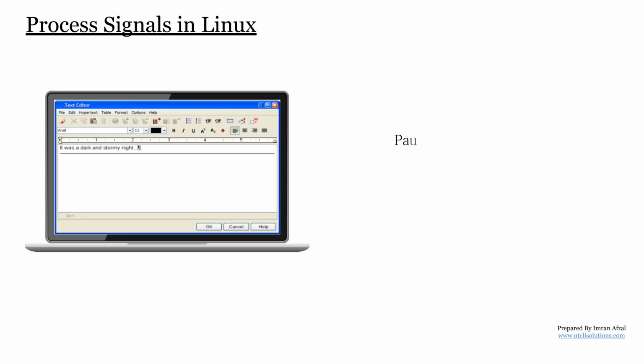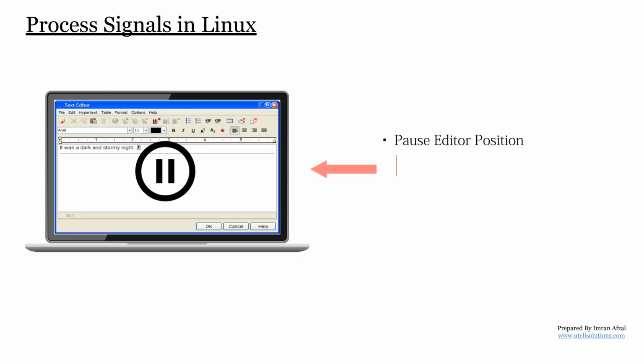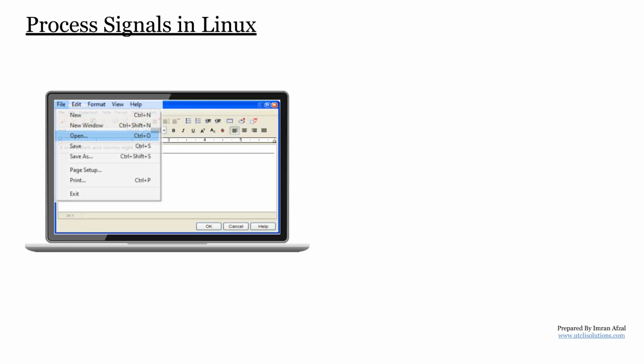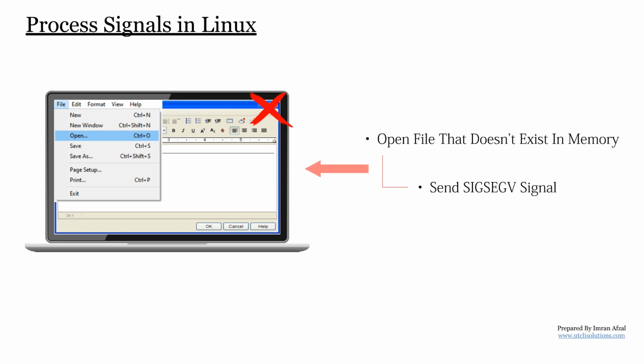While working, you might pause the editor to do something else, which sends a SIGSTOP signal to temporarily pause. If the text editor is paused or stopped, it can receive a SIGCONT signal to resume and continue running from where it was paused. Finally, the editor tries to open a file that doesn't exist in memory. It might cause a SIGSEGV signal, resulting in a crash due to an invalid memory access. All right, let's move on to the second type, which is real-time signals.